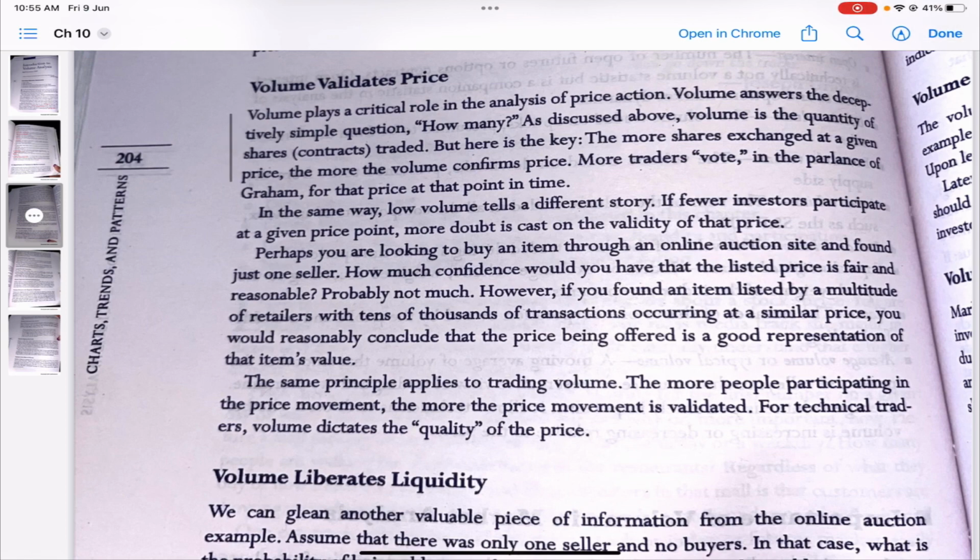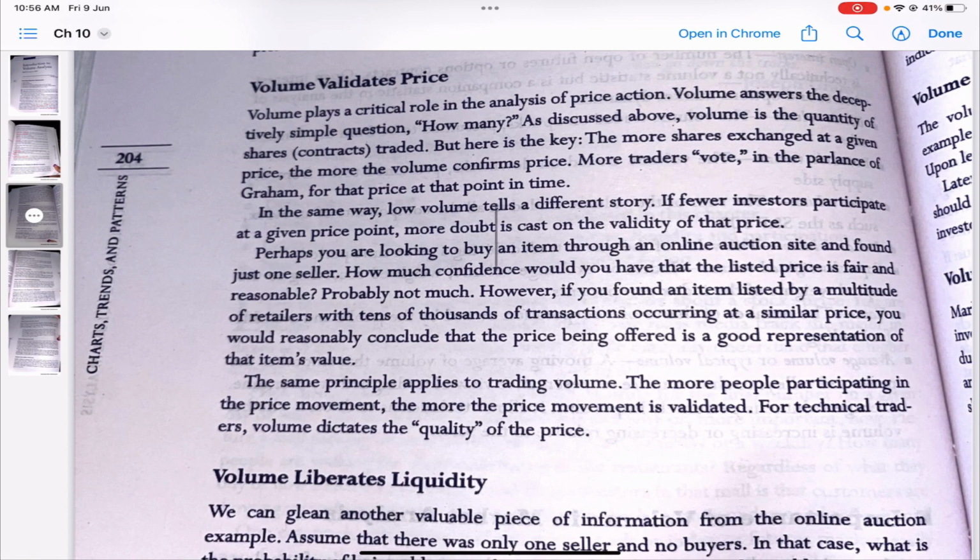Volume is the quantity of shares or contracts traded. But here is the key. The more shares exchanged at a given price, the more volume confirms price. More traders vote, in the parlance of Graham, on the price at that point in time. In the same way, low volume tells a different story. If fewer investors participate at a given price point, then it's not valid.